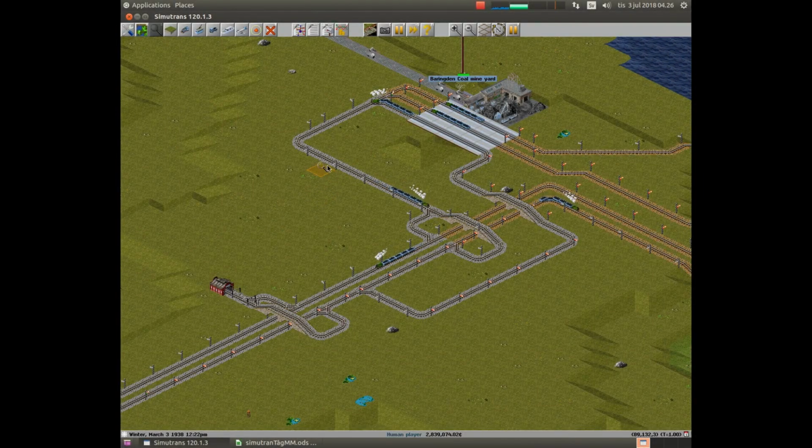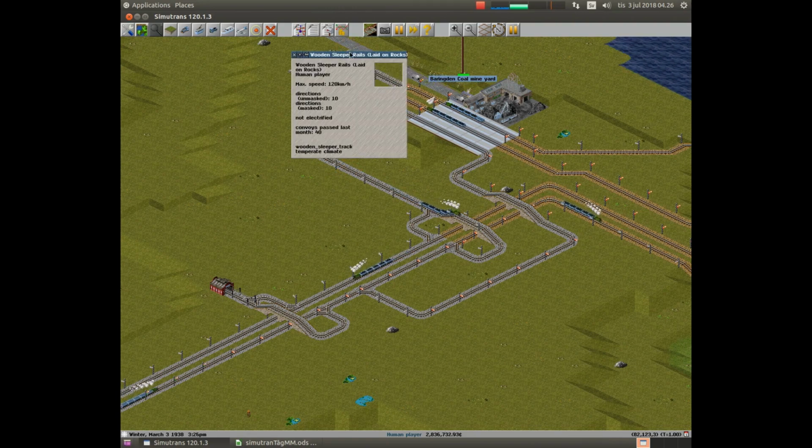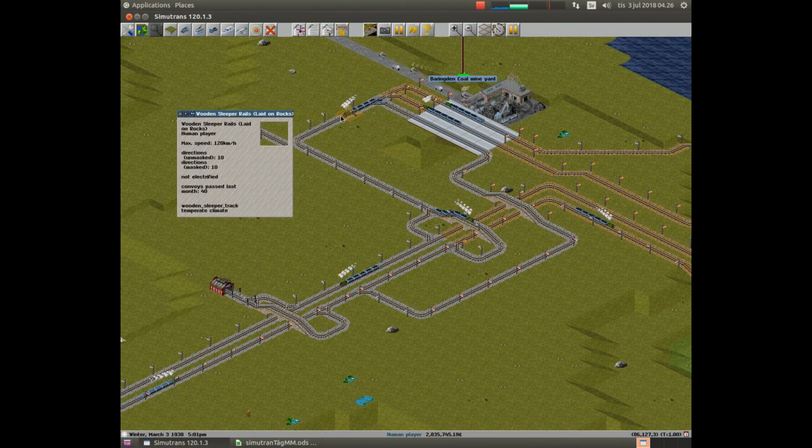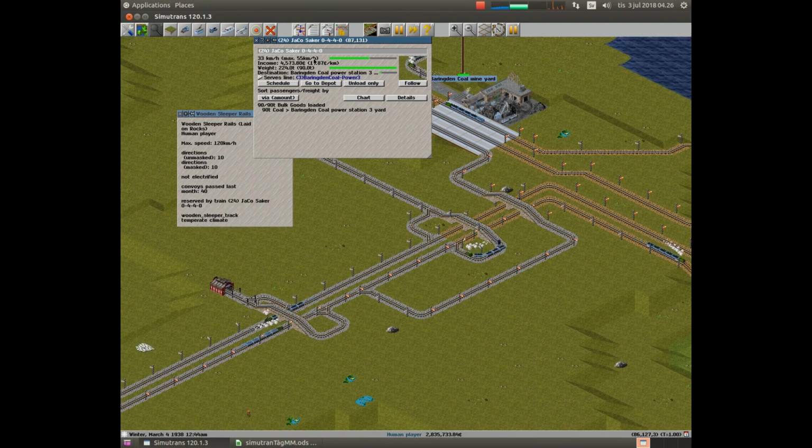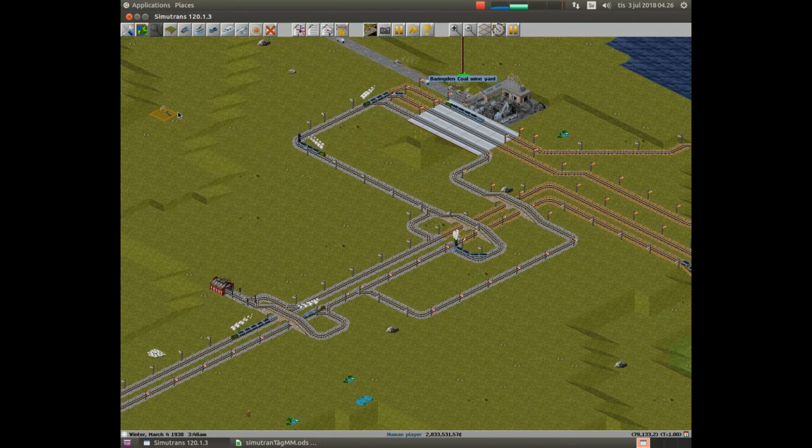I have now upgraded the track to 120 km per hour. But the train is now operated at 55. That is because it is the old train, which was only capable of 55 km per hour. So now we have an interesting problem to determine how many trains we need at the higher speed.